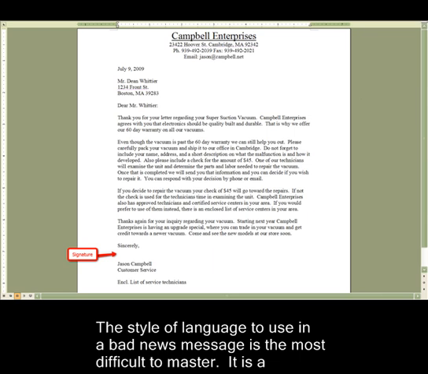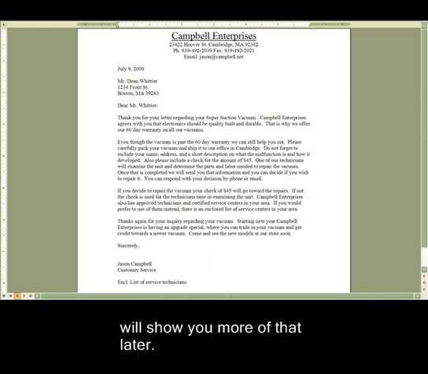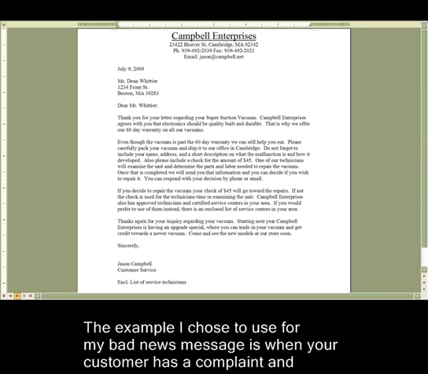The style of language to use in a bad news message is the most difficult to master. It is a very soft language and a passive voice, which we don't use in spoken English very often. I will show you more of that later.